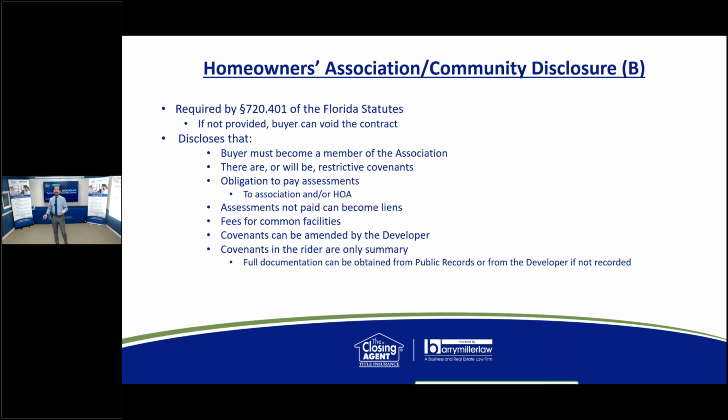Okay, the Homeowners Association Community Disclosure, this is all governed by Chapter 720. And again, if you don't provide it, the buyer can void the contract. I just had one come in from Seminole County yesterday, a $600,000 deal and no rider for the HOA. And I said, guys, you've got to do this. So they're going to get it done.